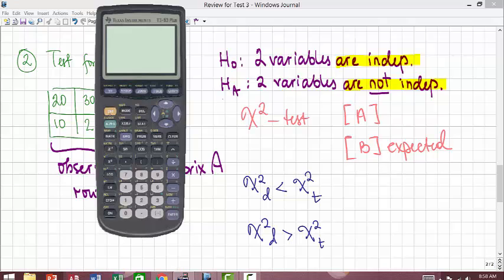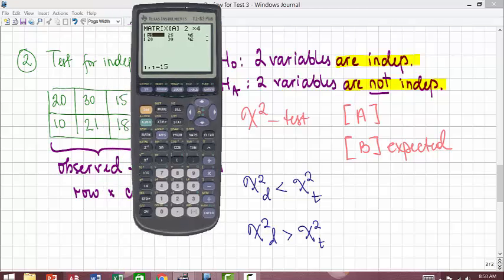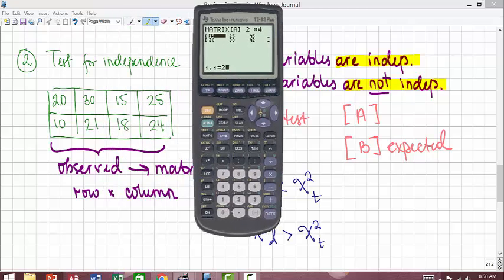I'm gonna turn it on. Okay, so you go second matrix, and let's edit matrix A, and the size is 2 rows by 4 columns. Okay, so what are my numbers? 20, 30, 15, 25, 10, 21, 18, and 24. Okay?